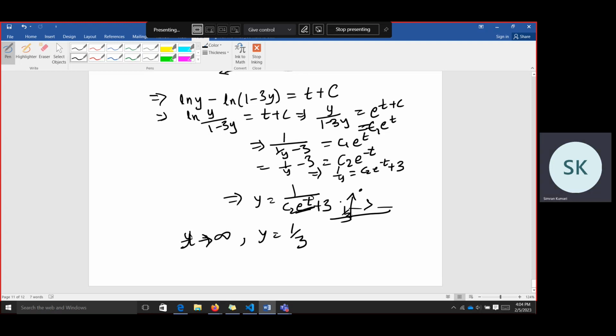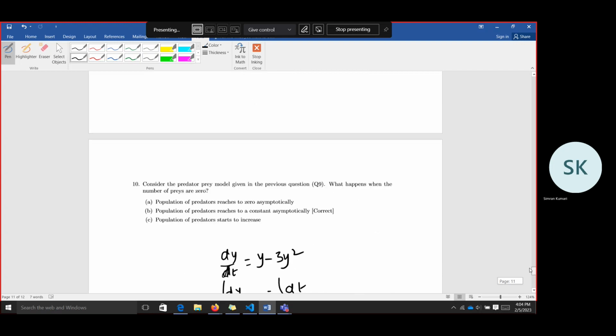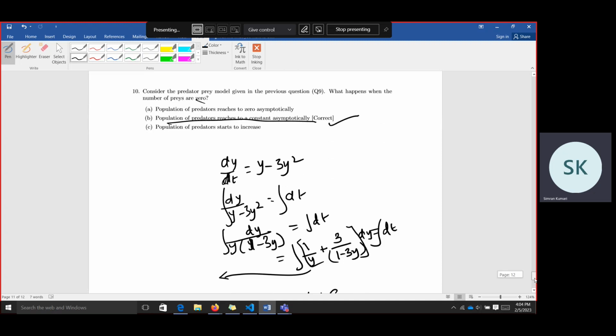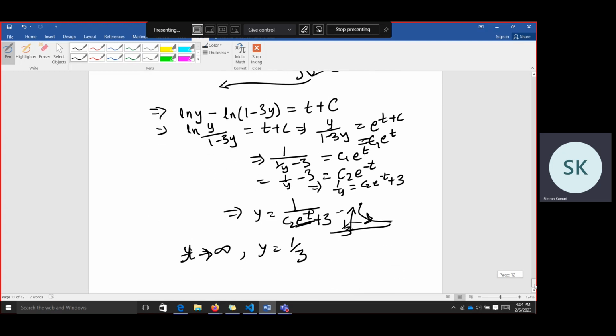Sorry, earlier I said that it will increase. Obviously, if preys are 0, then it will decrease. So this is the answer: it reaches a constant asymptotically. Asymptotically means with time tending to infinity, what value it reaches. It will not take that value, but it will be approximately that value.